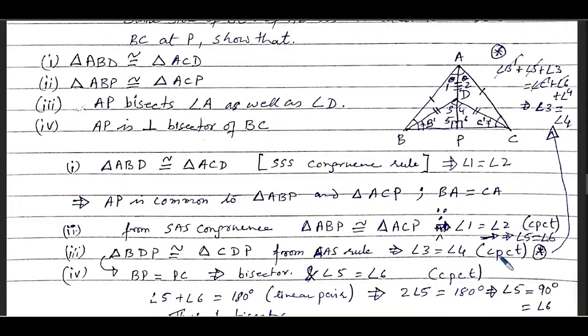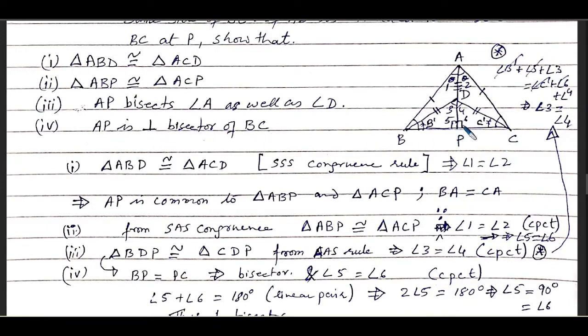So here I have done some cancellation, just go through it. You pause and go through it. And AP, third one is over. AP bisects angle A as well as angle D. And AP is a perpendicular bisector of BC.